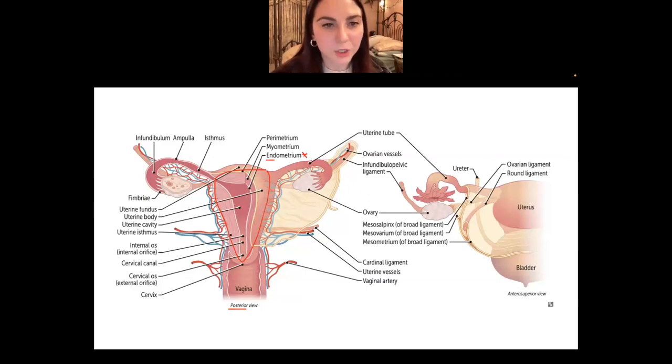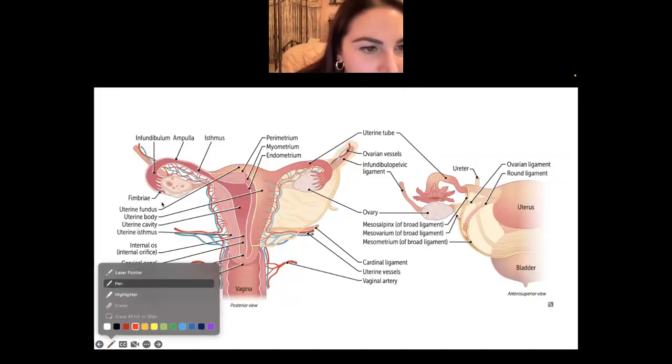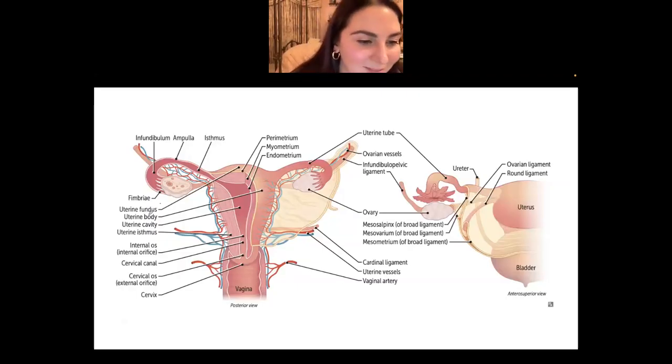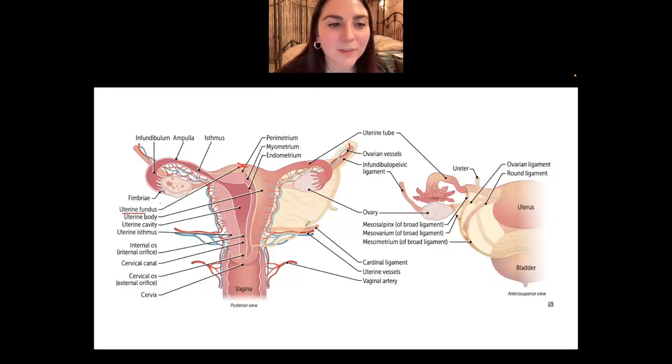And then we have the perimetrium, which is the outermost layer. Okay, so that's uterus anatomy. Well, no, not entirely, because then there's all these other terms. I didn't box anything because I think this is all important to know. For example, if they talk about the uterine fundus, that's the very top of the uterus, right?